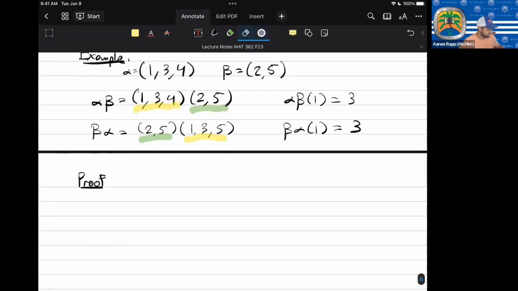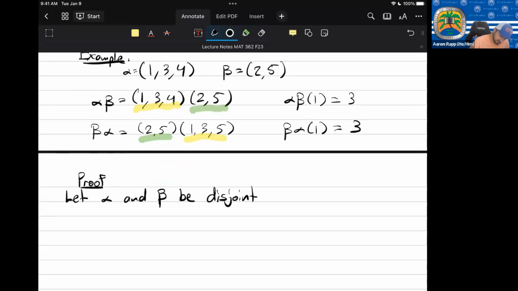So to do this proof, we're going to let alpha and beta be disjoint cycles in some permutation group. And I don't know what the highest element is. I'm just going to write it in green for example of how I have to still be careful with this generalization.